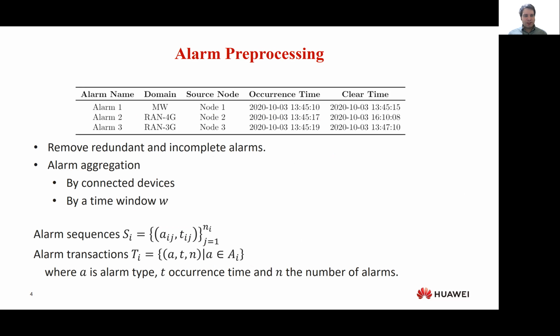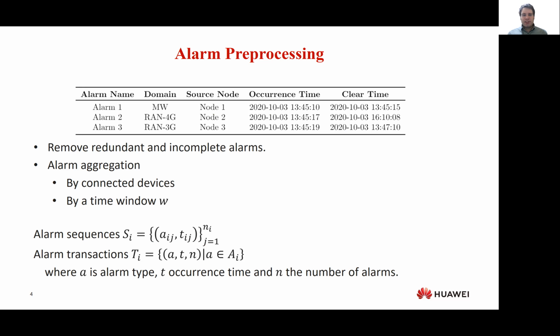In the table at the top of the slide, an example of the raw alarm data can be seen. For our purposes, the alarm name or alarm type, the source node, and the occurrence times are the most relevant. The first pre-processing step is to remove any alarms that are known to be redundant. For example, some alarms are purely informational, and some are periodical alarms that repeat with a set frequency, and these are not interesting from the perspective of fault management. Also, any alarms with incomplete information are removed.